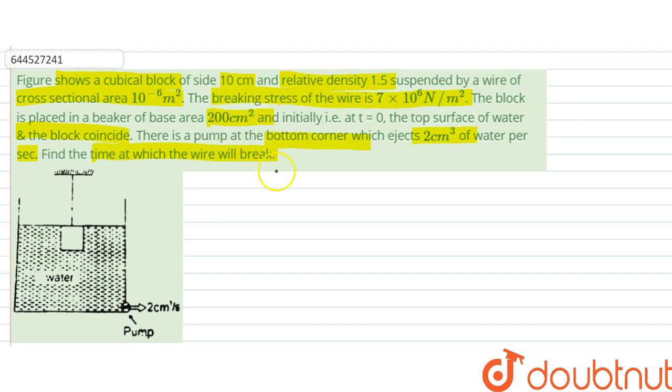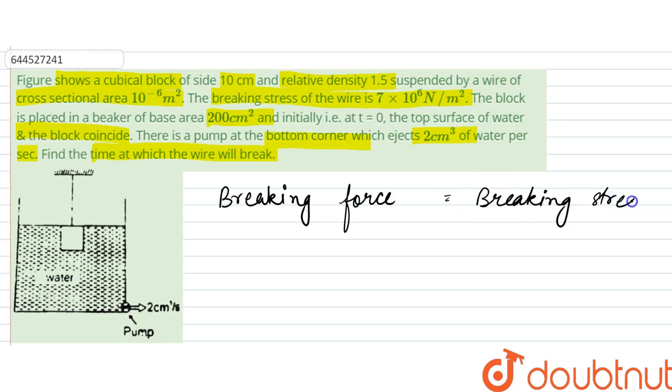So here breaking stress is given already, so we can find breaking force. Breaking force would be equal to breaking stress into the cross-sectional area. Since breaking stress is 7 into 10 to the power 6 and the cross-sectional area is given as 10 to the power minus 6, it would be 7 Newton.